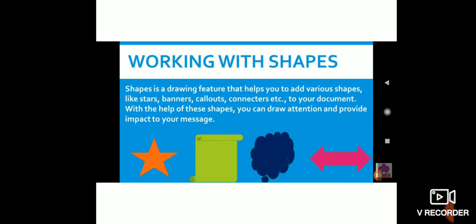Working with shapes. Shapes is a drawing feature that helps you to add various shapes like stars, banners, callouts, connectors, etc. to your document. With the help of these shapes, you can draw attention and provide impact to the message. Select the Insert tab and click on the Shapes button in the Illustrations group. A drop-down menu displays various options like lines, rectangles, basic shapes, block arrows, flowchart, callouts, stars, banners, etc. Now select the shape from the drop-down menu.